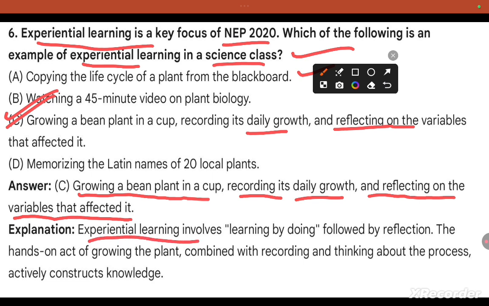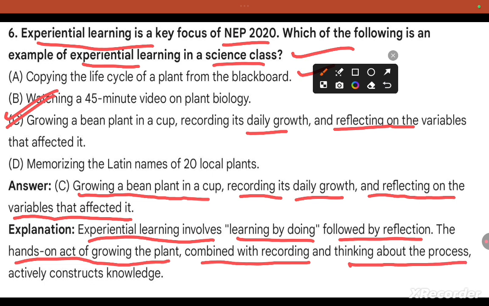Experiential learning involves learning by doing, followed by reflection. The hands-on act of growing the plant, combined with the recording and thinking about the process, actually constructs knowledge. So this is about experiential learning.